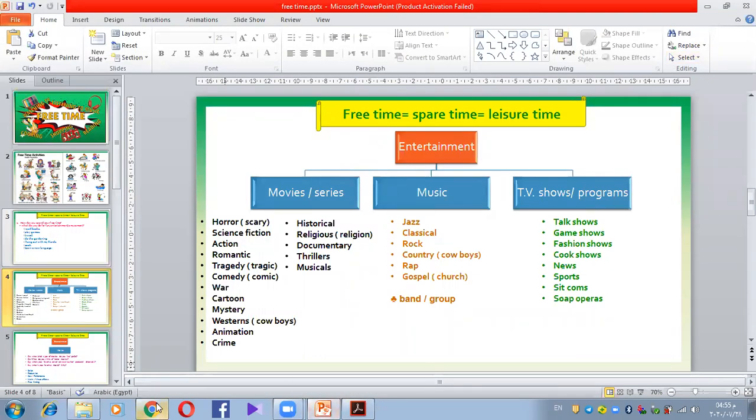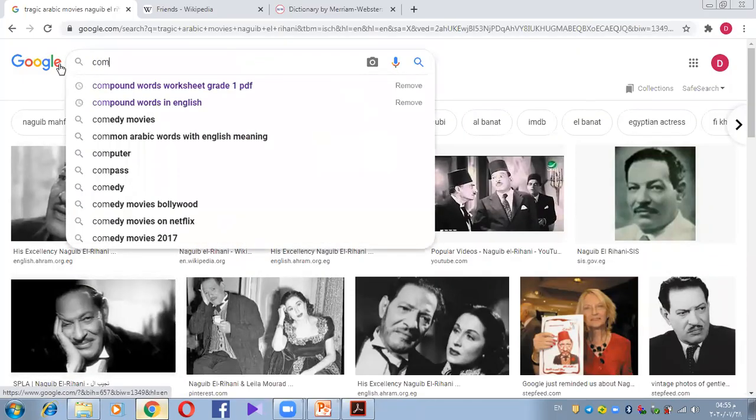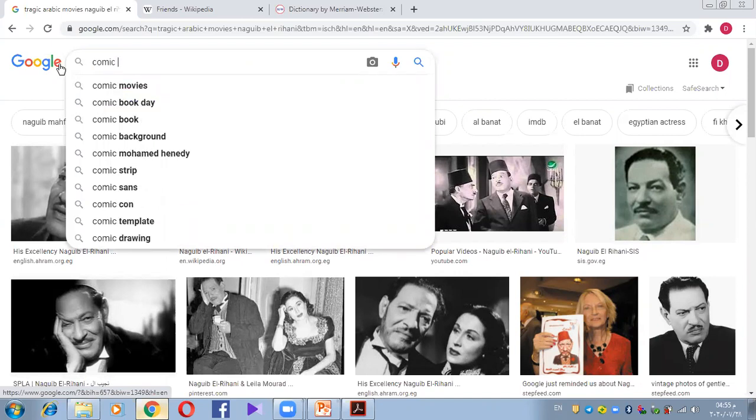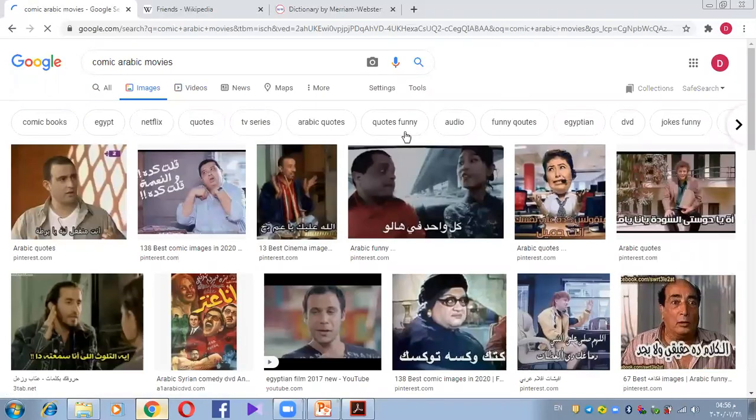Comic, comedy or comic movies. Comic movies make you laugh, make you feel happy. You can say comic Arabic movies, for example, Fulastin Lazim. It's like a light one or a comic one. It makes you laugh throughout the movie.